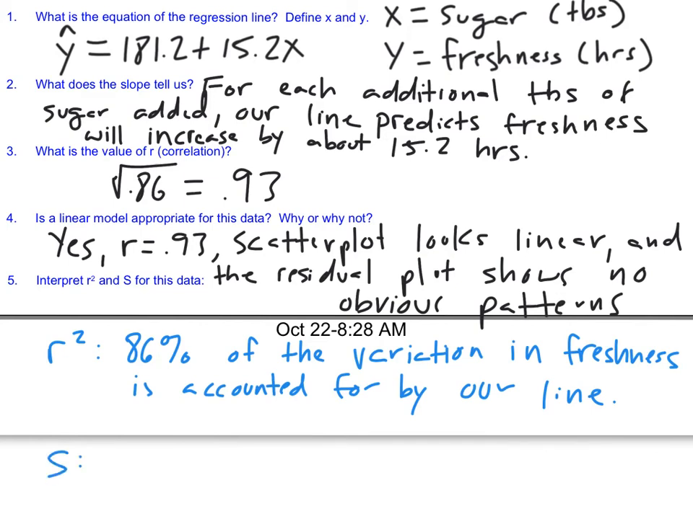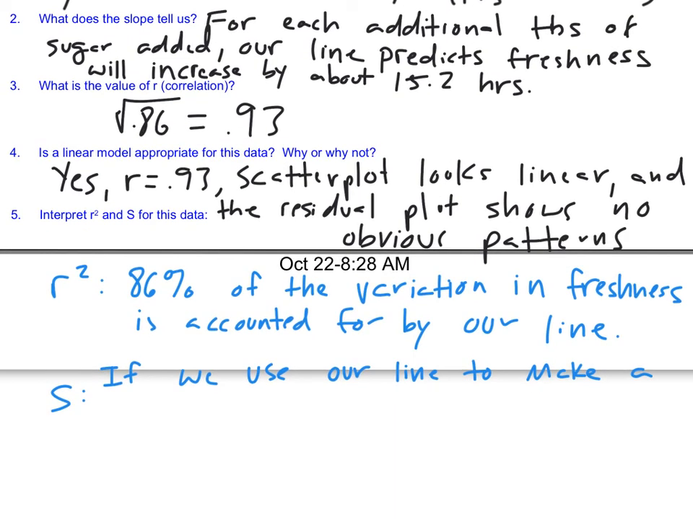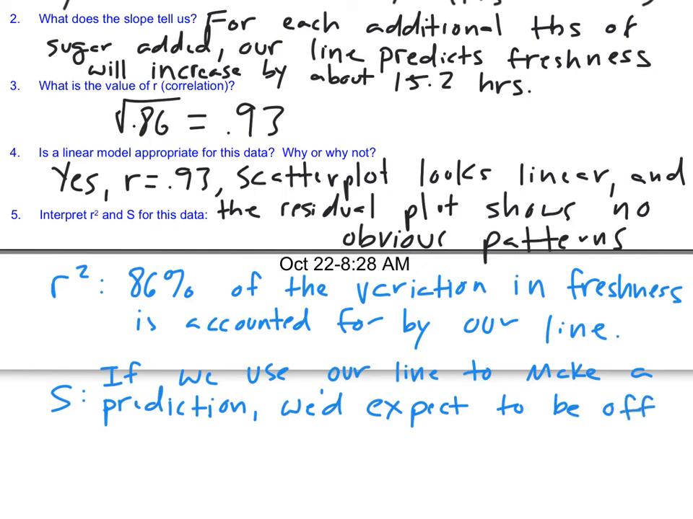S, which is from Minitab, if you looked up there, means if we use our line to make a prediction, we'd expect that we'd be off by about 7.5 hours. That's how much error we would expect.